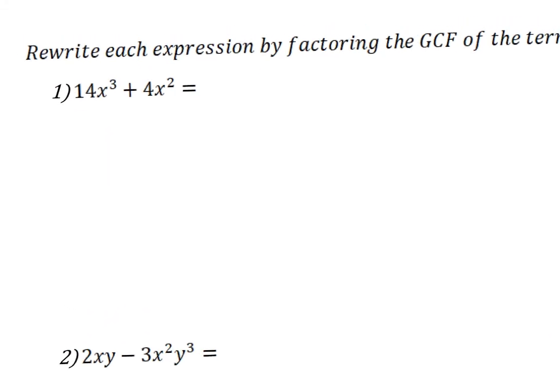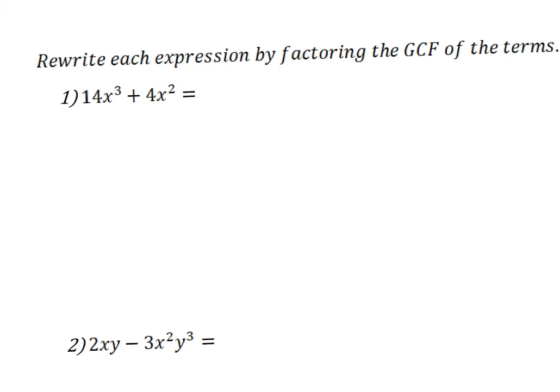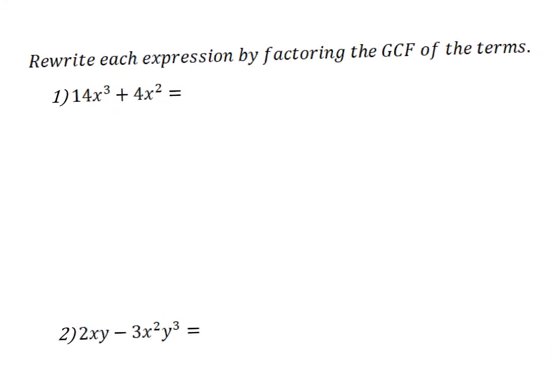All right, so we have a couple of examples here to practice how to factor by using the GCF for each term. So let's go here. We have the first one, 14x cubed plus 4x squared. So again, we need to find the GCF of this one here. So we have 14x to the third, and we have 4x to the second.